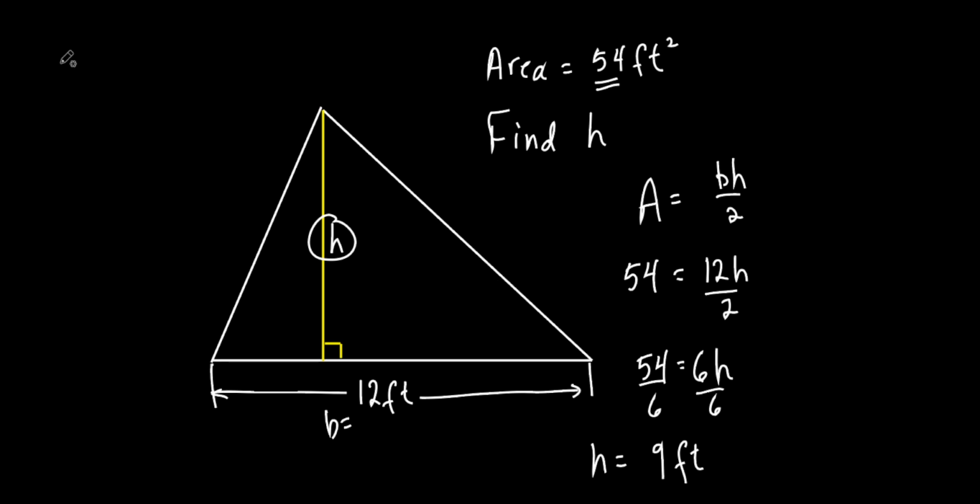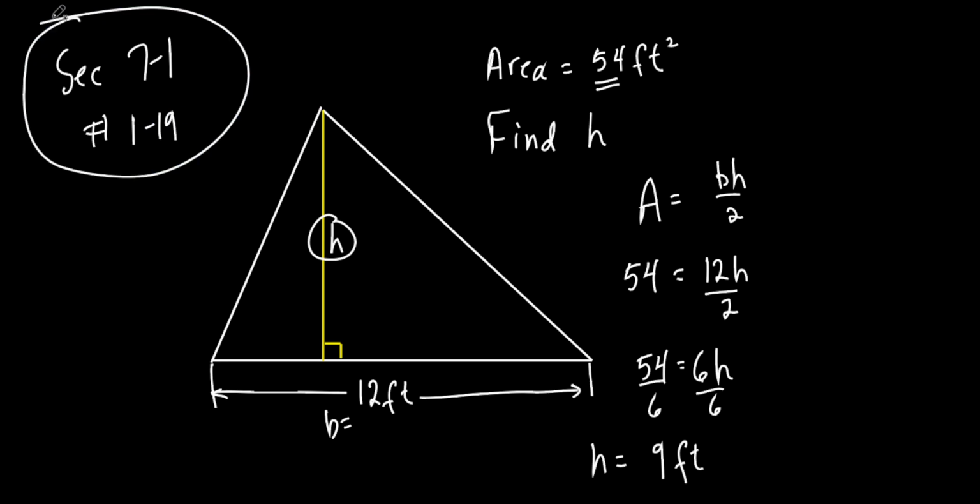Right. So here's what you're doing. You're doing section 7-1, and you're doing 1 to... Let me just double check. Hold on. Give me a second. Yeah, 1 to 19. Okay, that's your homework right there.